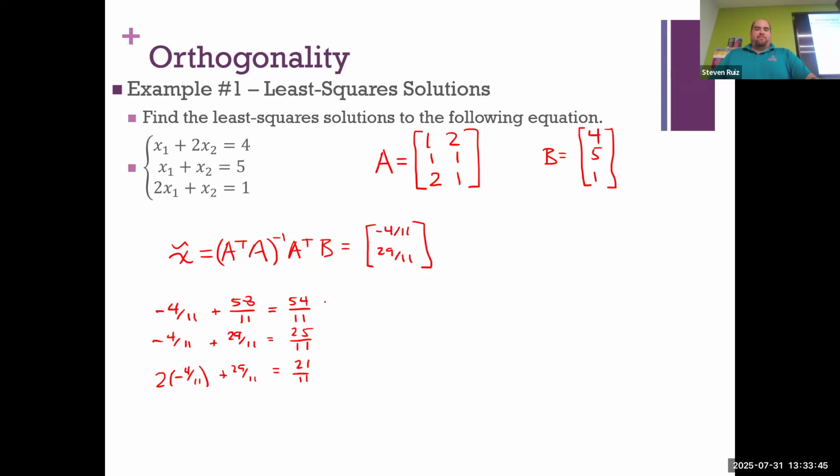So about how far off are we? 54 over 11, that's just a shade less than 5, right? 4.9. This is about 2.4. And this is 1.9. So they're not terribly far off. The middle equation is the worst, but we're trying to find something that comes close to satisfying all three.